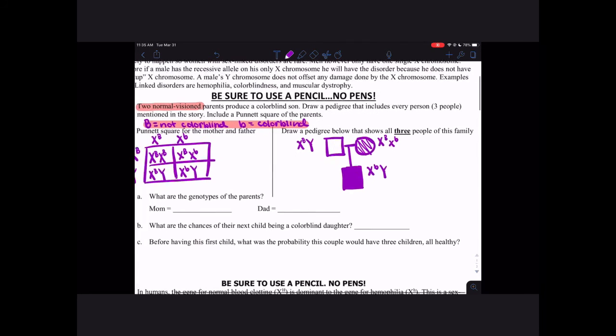And then we can write their genotypes next to them. Next to the father, we can write X capital B Y. Next to the mother, we can write X capital B, X lowercase b. And next to the son, we can write X lowercase b, Y.